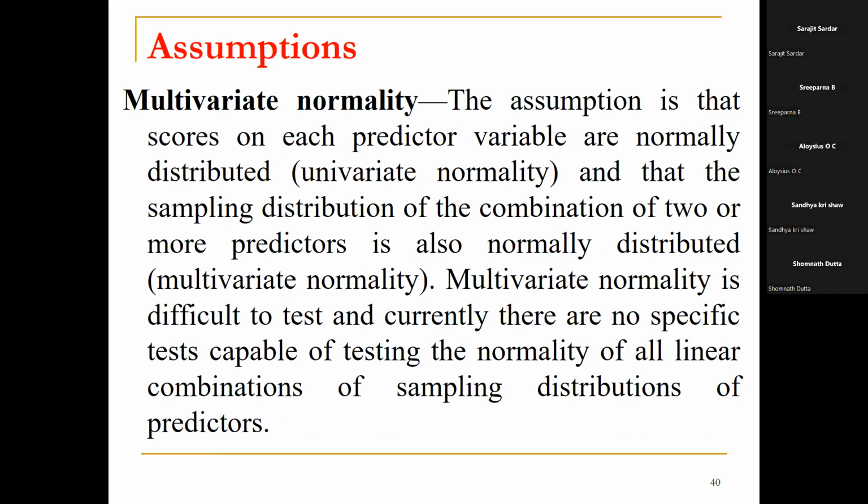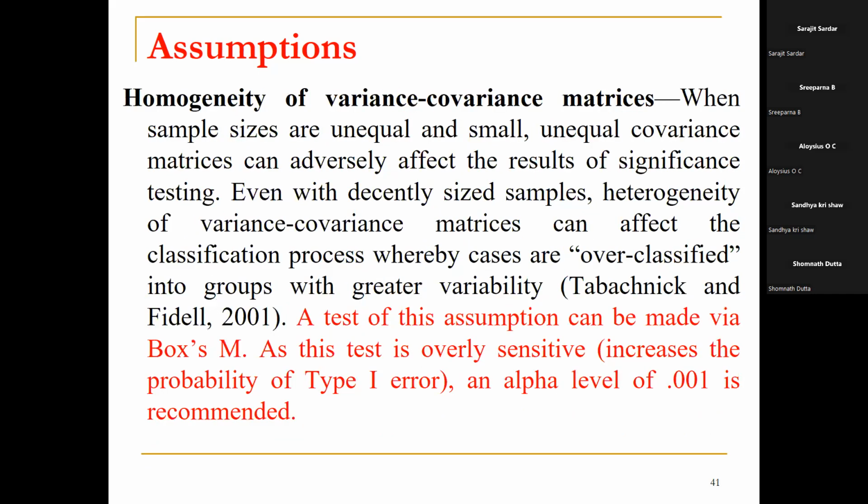Right, whatever I discussed. Then homogeneity of the variance-covariance matrix. That means with respect to different output labels, the independent variables must have the same or similar variance across all the groups of the dependent variable. So how do we find that out?